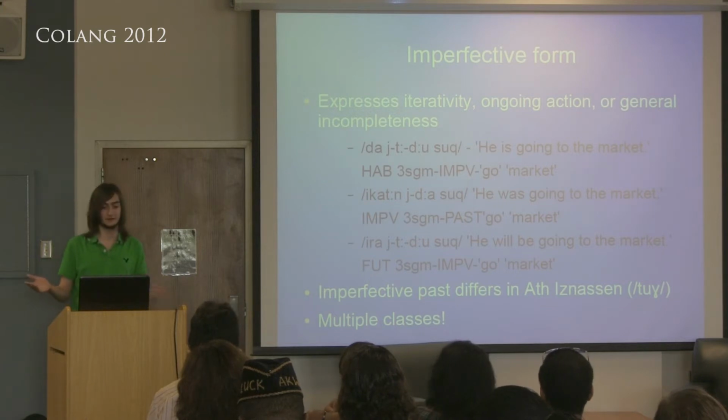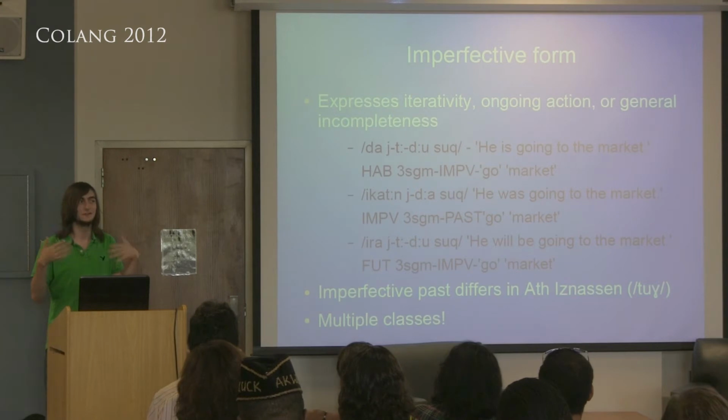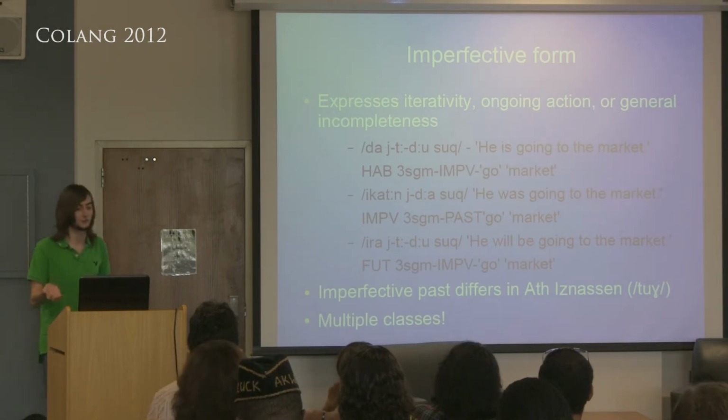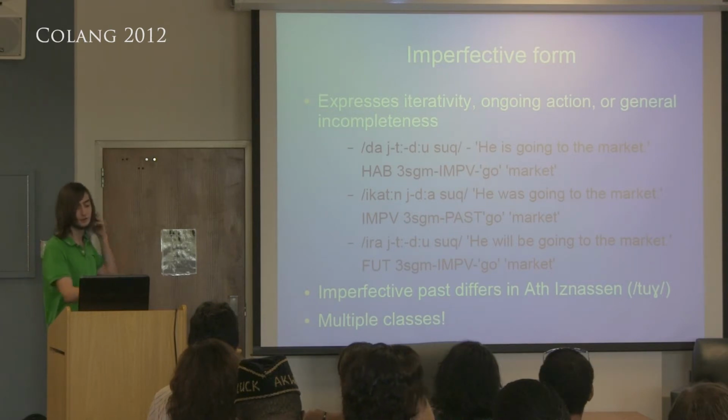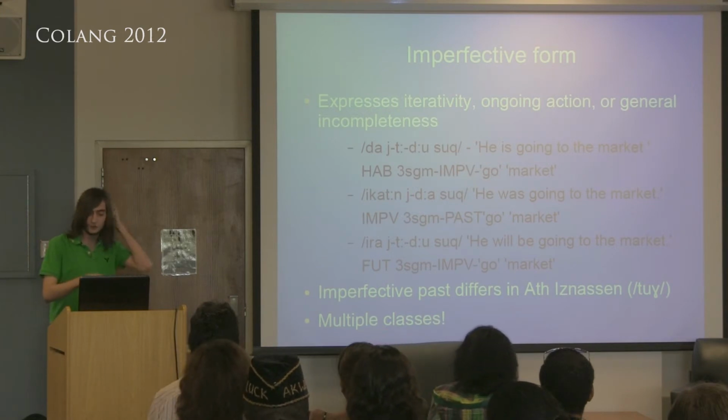Then you have the imperfective form. It expresses some sort of incomplete or iterative action. So first we have the present tense form, die to dussuk, where the imperfective is marked with the geminate T in between the person marker and the verb, along with the habitual tense marker, da, at the beginning of the utterance.